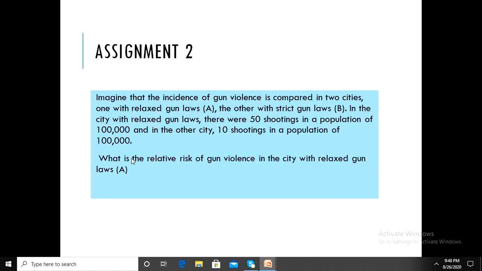Assignment 2. Imagine that the incidence of gun violence is compared in 2 cities, one with relaxed gun laws and the other with strict gun laws. In the city with relaxed gun laws, there were 50 shootings in a population of 100,000 people. And in the other city, 10 shootings in a population of 100,000. So what is the relative risk of gun violence in the city with relaxed gun laws? Fine.